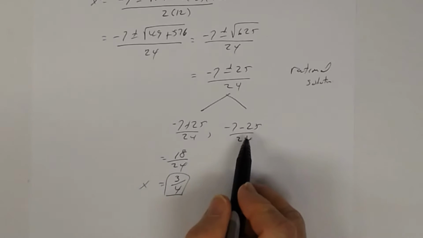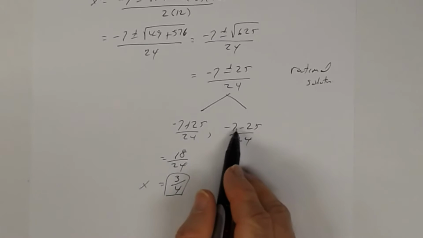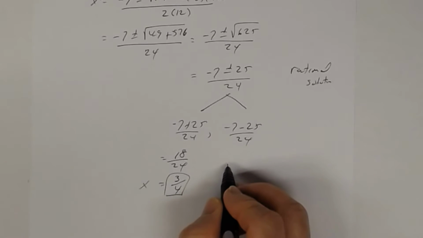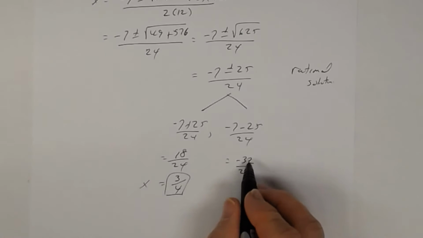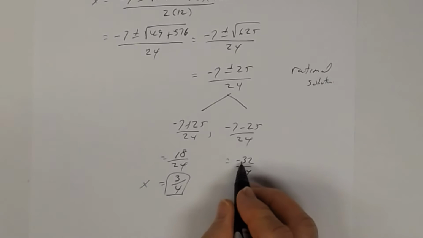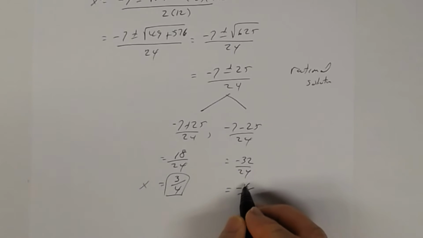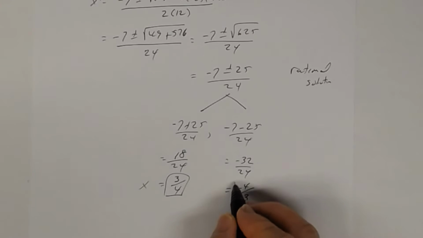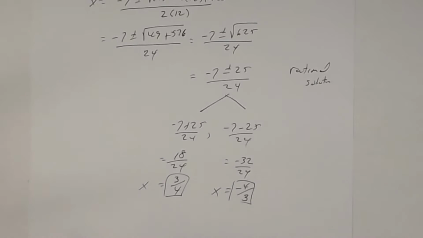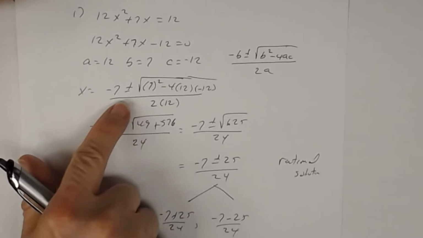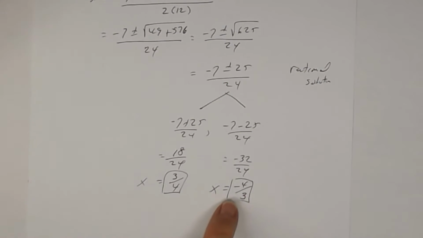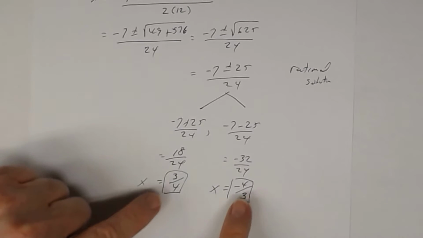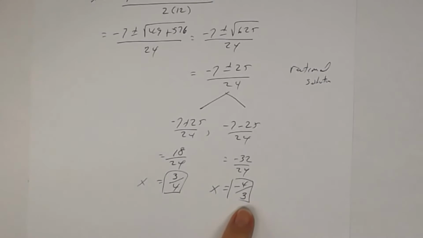Over here, negative 25 plus a negative 7 is a negative 32 divided by 24. Those are both divisible by 8. So negative 32 divided by 8 is a negative 4, and 24 divided by 8 is 3. So there are your two rational solutions. I solved this quadratic equation using the quadratic formula. And notice the process: since these are rational solutions, you wrote out separately what your solutions are. All right, that was number 1.